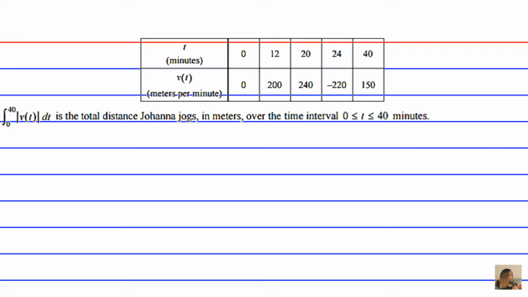All right, so basically the integral from 0 to 40, this is our definite integral, the lower limit being 0 minutes here and the upper limit being 40 minutes here. And this is going to be the total distance Johanna jogs, because whenever you integrate with respect to a particular variable or dimension, in this case time, you're essentially getting rid of that dimension.